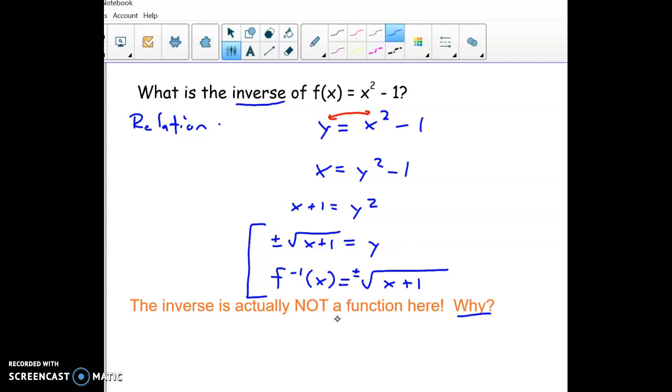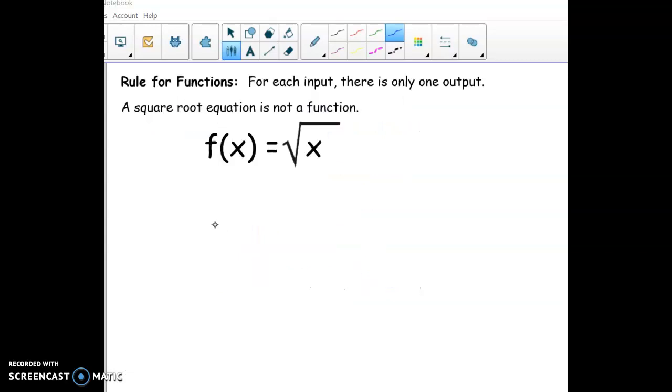Okay, so there's this rule about functions that for each input, there can be only one output. And so the square root function is not considered a function, it's considered a relation because you get this two answer part. So if we dive into this a little more, if I took an input output table, to truly be a function, each time you put in a number x, like 4, you can only get one output, like 2.